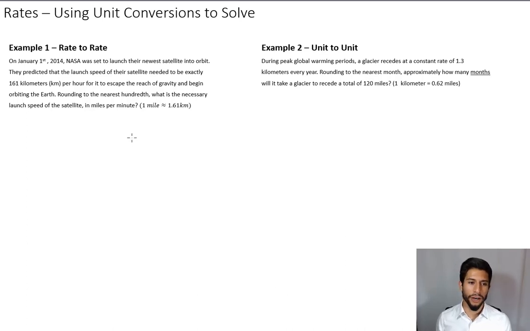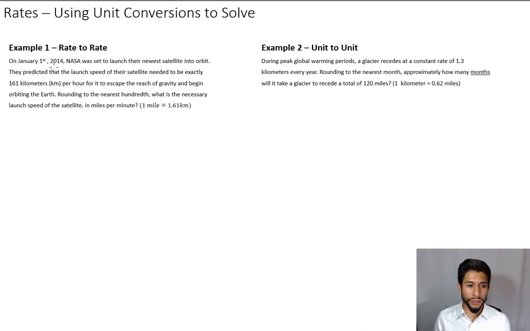This is Renan with Piece of Pie Learning, and today we're going to go over two examples on rates and how to solve them using unit conversions. Okay, so example one, and notice what I'm saying here, that this is a problem that goes from a rate to a rate. You're not going to fully understand it right now, but just keep that in mind, right? Example two will be from a unit to a unit. All right, let's do example one.